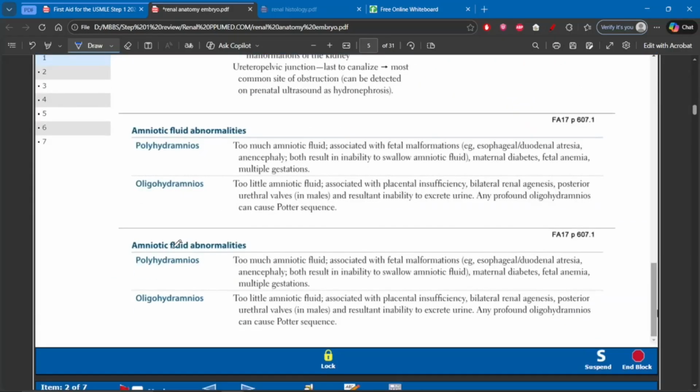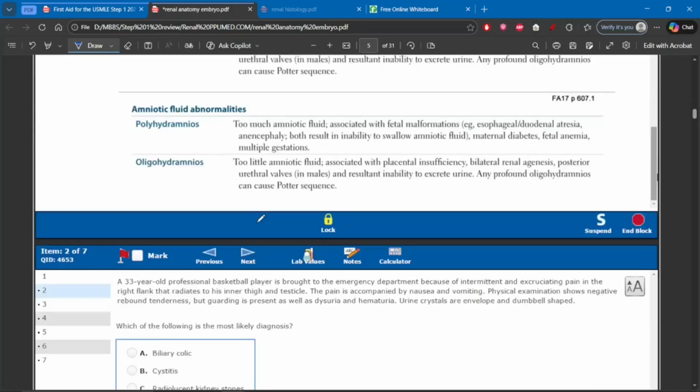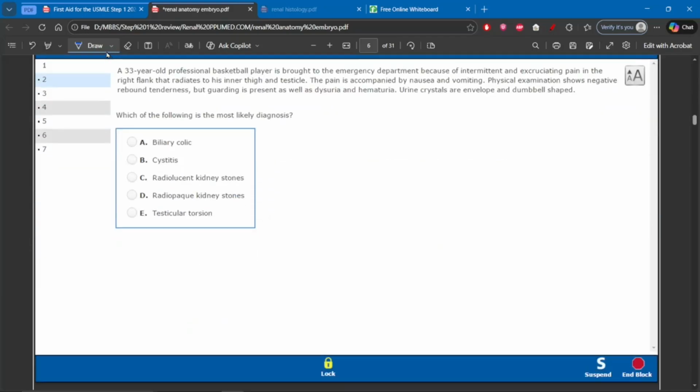Anyways, moving forward, and this is where the reasons for oligohydramnios were present. We've discussed that as well. Now for the next question, they're asking which of the following is the most likely diagnosis. A 33-year-old professional basketball player is brought to the emergency department because of intermittent and excruciating pain in the right flank that radiates to his inner thigh and testicle. The pain is accompanied by nausea and vomiting. Physical examination shows negative rebound tenderness. He has guarding, dysuria, hematuria, and the most important clue is that urine crystals are envelope and dumbbell shaped.